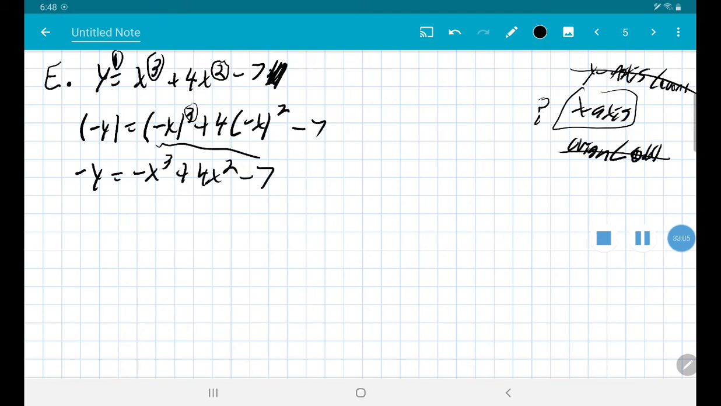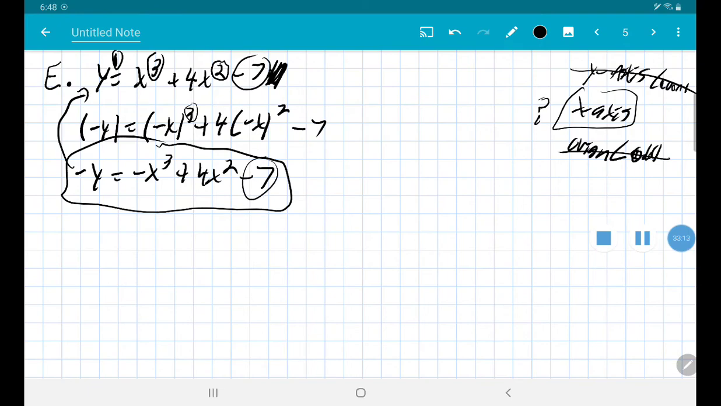So let's compare this to the original. Are they exactly the same? Well, the 7 has the same sign. The 4x squared has the same sign. That's good for us. Ooh, the x's, they changed. The y's changed. So half of the terms stayed with the same signs. The other half changed. And again, some change, some don't. Wah, wah. This does not have either of these symmetries.